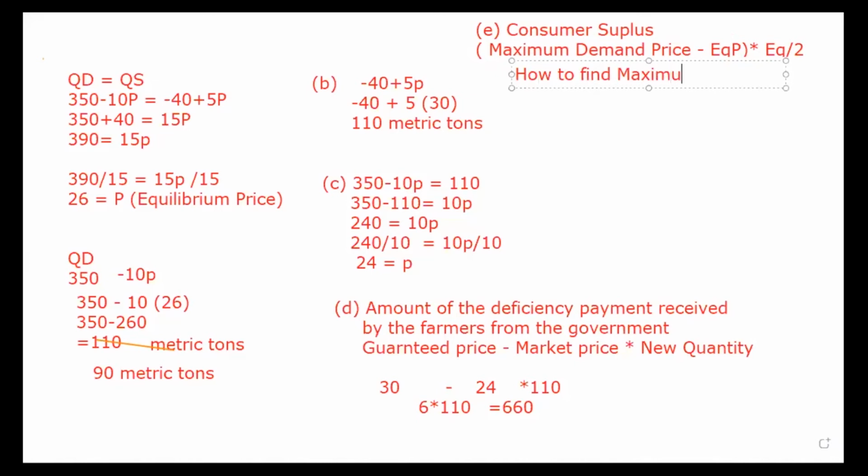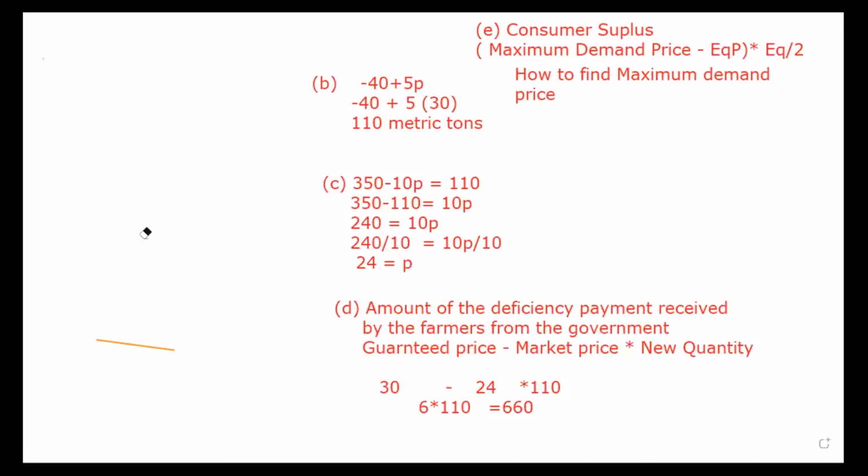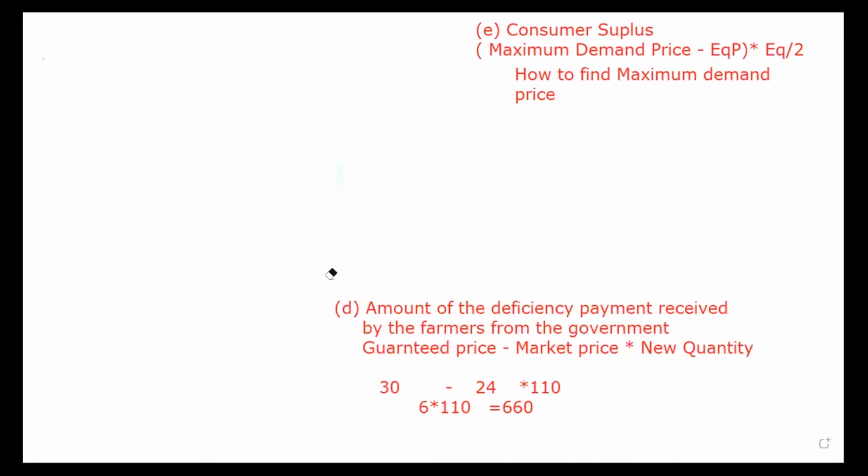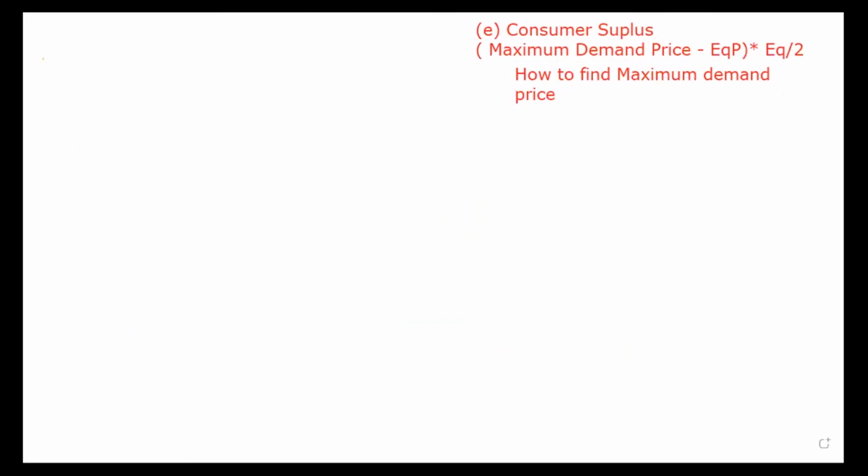I'll explain how to find this. So I'm going to erase the A, B, C, and D. Okay. So I'm going to erase this part. Let me erase this off. 1, 2, 3, 4. I'll have to erase it. Now I'm going to teach you how to find the maximum demand price. You know, when it comes to demand, you have a formula. QD is equal to, we found the formula, they've given 350 minus 10p, right?